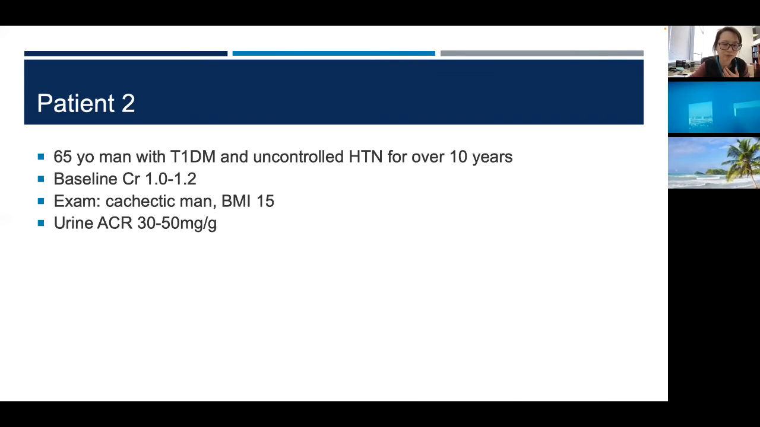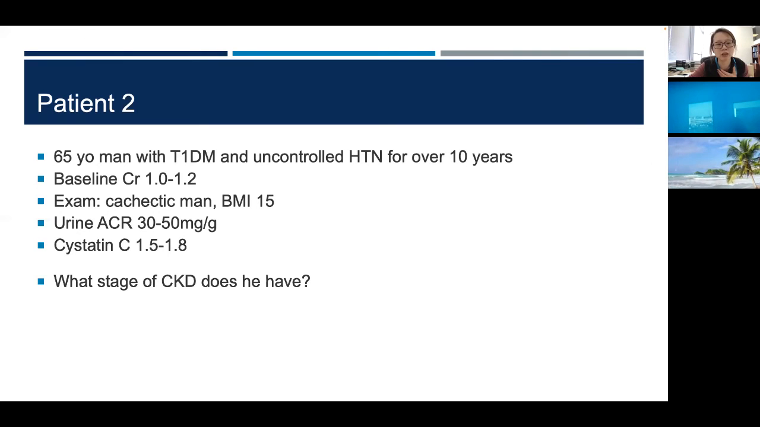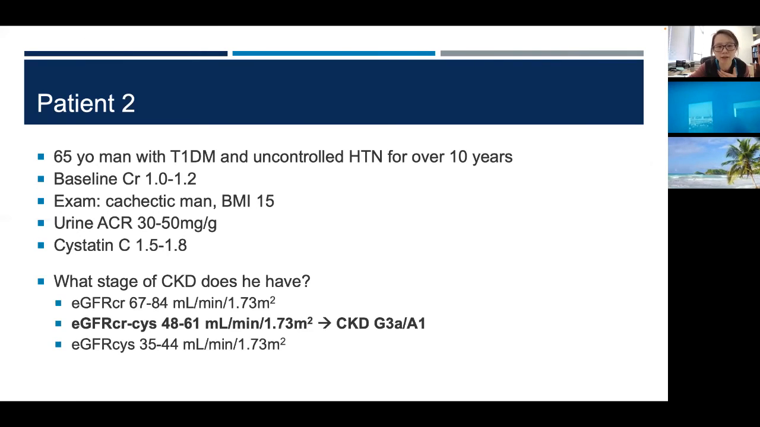I have another patient, a 65-year-old guy with type 1 diabetes and uncontrolled hypertension for over 10 years. His baseline creatinine has been 1.0 to 1.2. He was initially referred to me for his hypertension, but when I saw him, he was really cachectic and his BMI is only 15, and he has a little bit of albuminuria. So I checked a cystatin on him, actually multiple times, and his cystatin ranges somewhere between 1.5 to 1.8. So the question is, what stage of CKD does he have?